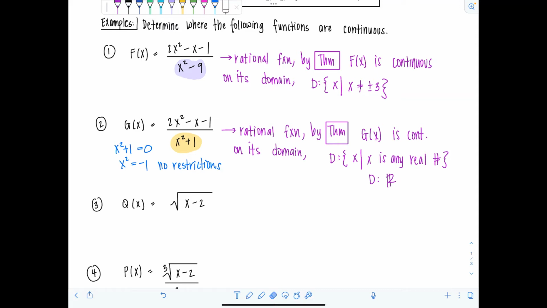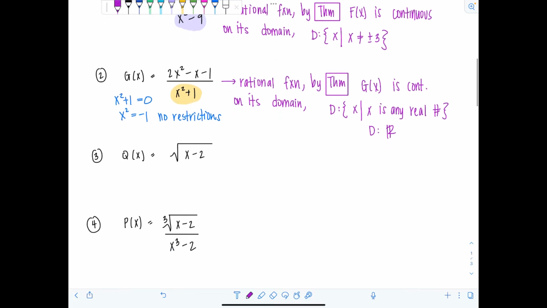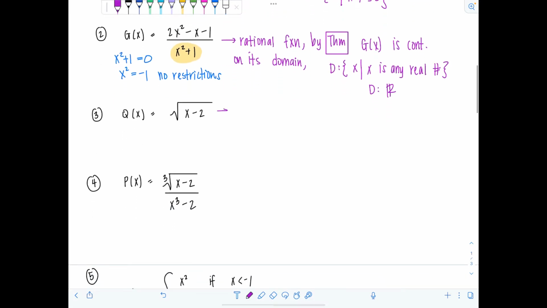Okay. Q of x equals radical x minus 2. Well, this is a root function or radical function. So again, by our theorem, Q of x is continuous on its domain. What's its domain? Do you remember how to find the domain of a radical function? Well, remember, we can't take even roots. This is an even root because it's a square root, the index is 2.